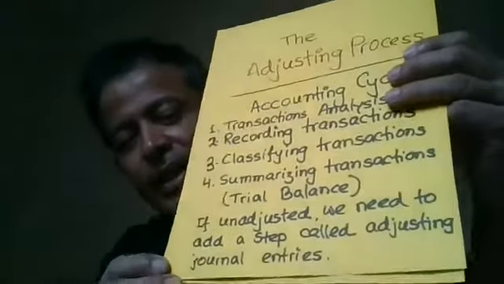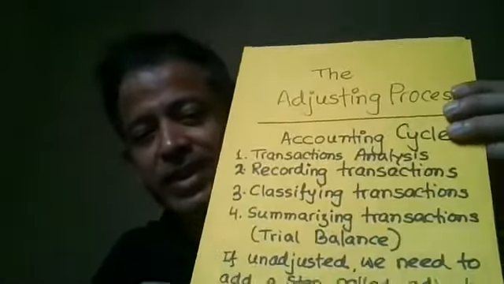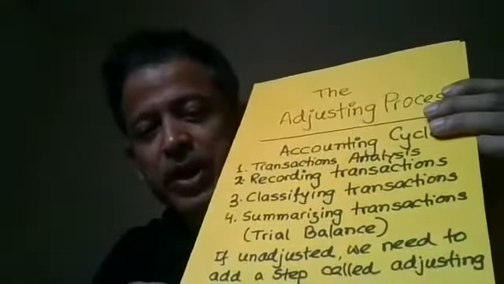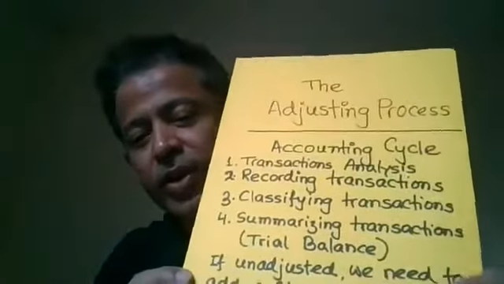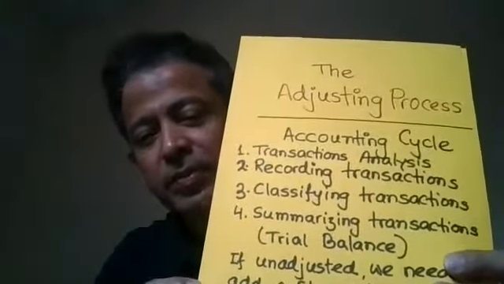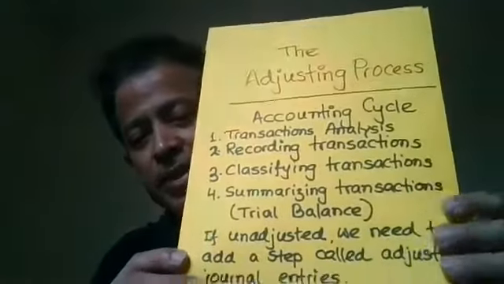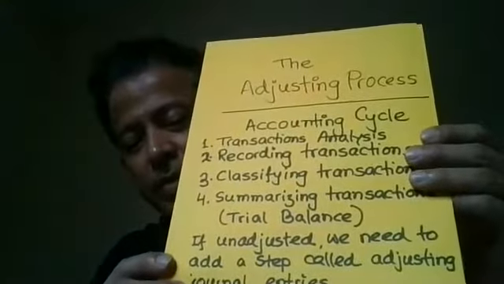We know that we have the 9 steps starting with transactions analysis, step number 1, which you do using the accounting equation. Then journal entries or recording transactions using journals, classifying transactions using ledger, summarizing transactions using the trial balance. So if there are no mistakes, no adjustments necessary, then step number 4 is an ultimate step. We already have the trial balance and the trial balance doesn't need any adjustments.